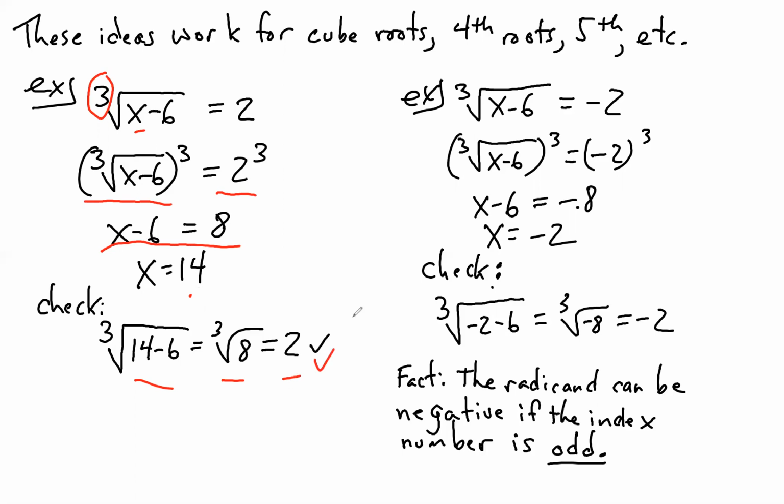Funny thing about cube roots, though, is that the radicand can be negative. If you notice the work that's done over here on the right, once again, we cubed each side. We got x was negative 2. Notice when I check, I have the cube root of negative 8. My radicand is negative, but that's okay, as long as your index number is odd.